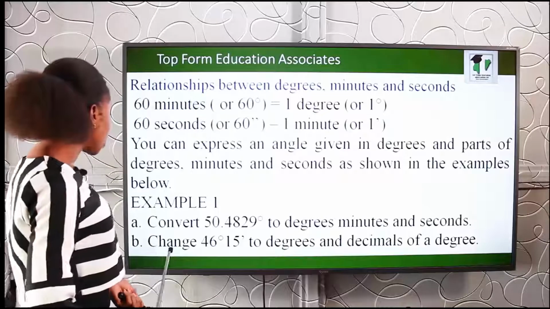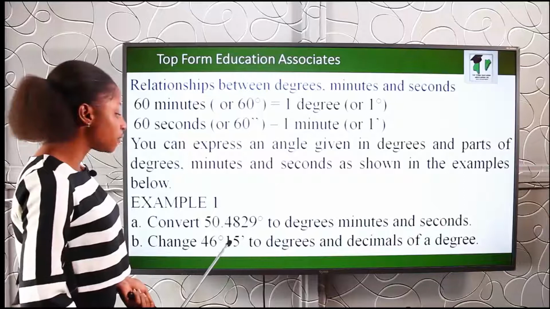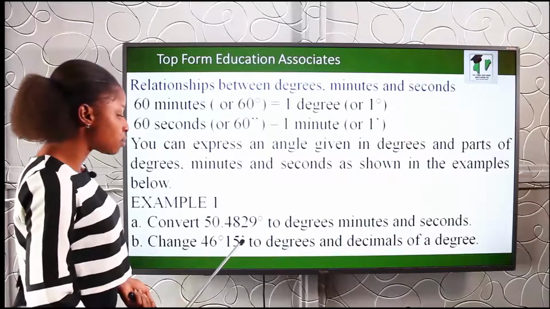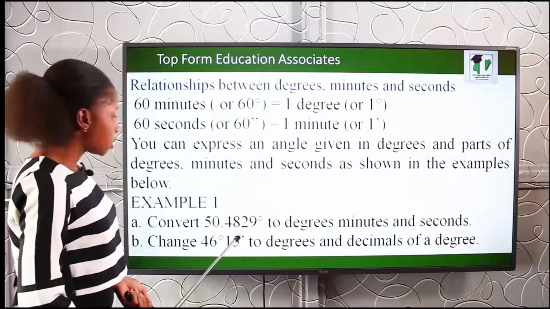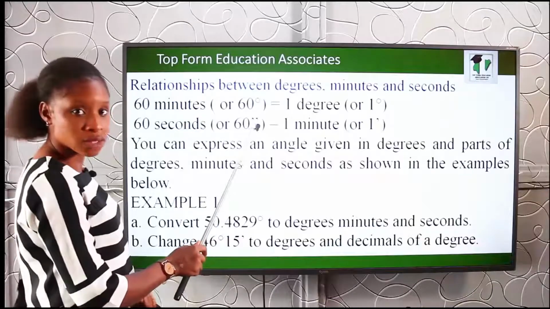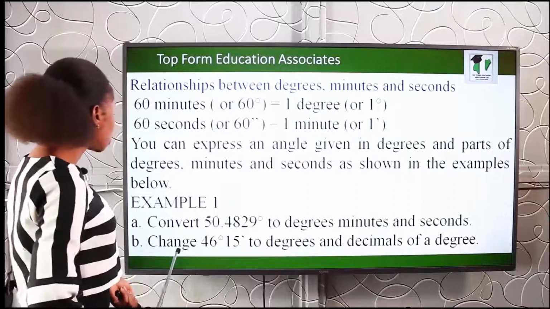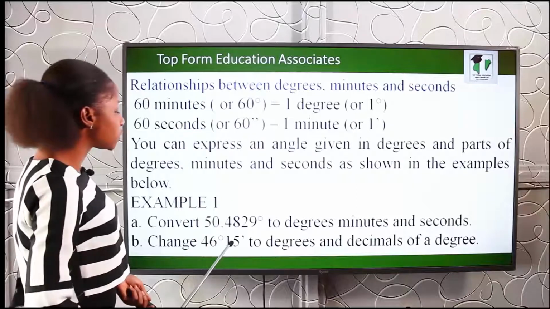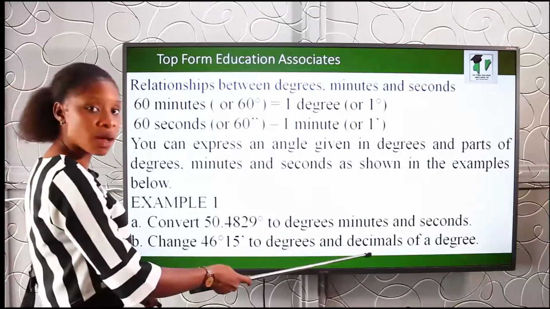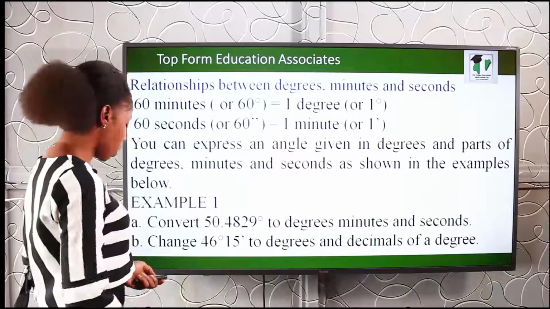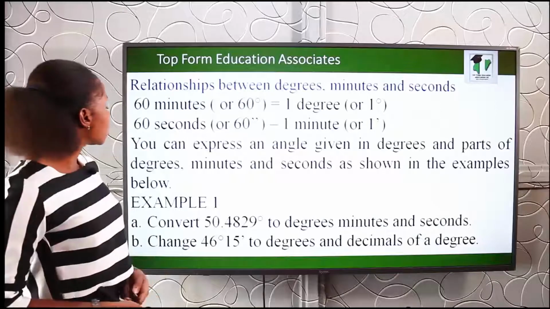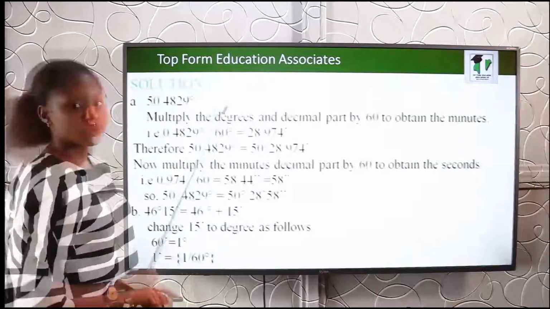B says, change 46 degrees, 15 minutes. Remember, this is a symbol for minutes, while this is a symbol for seconds. So, change 46 degrees, 15 minutes to degrees and decimals of a degree. Okay, let's look at the solution to this question together.